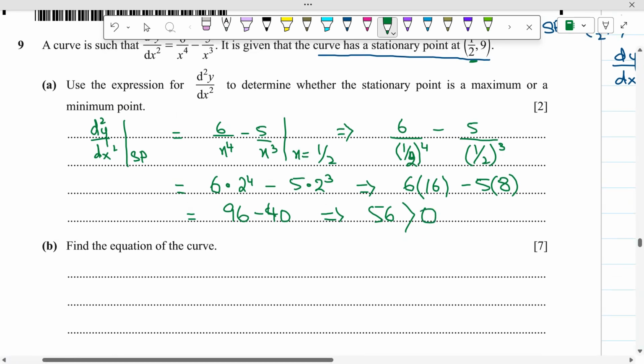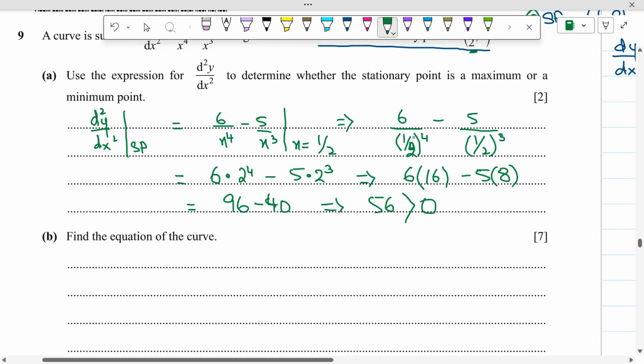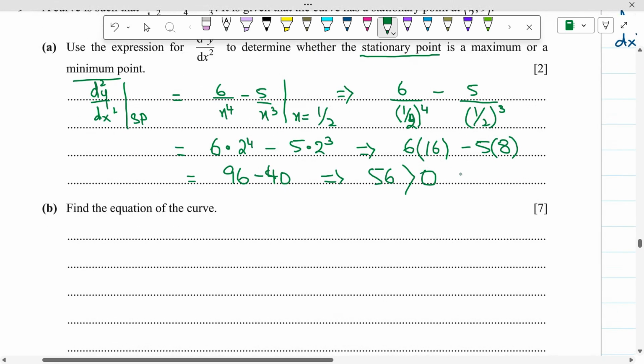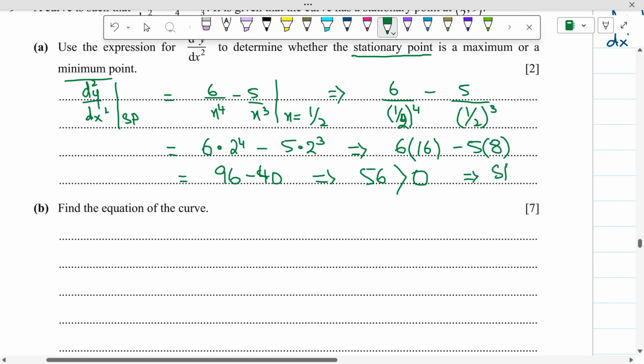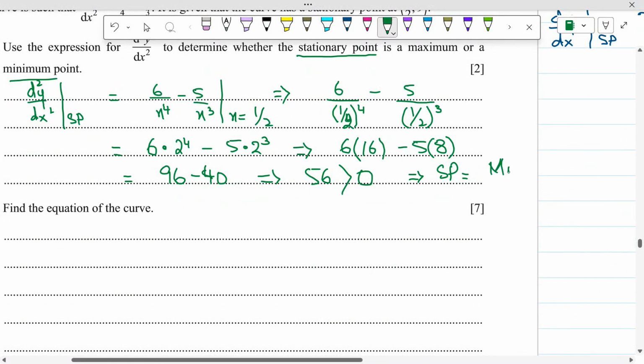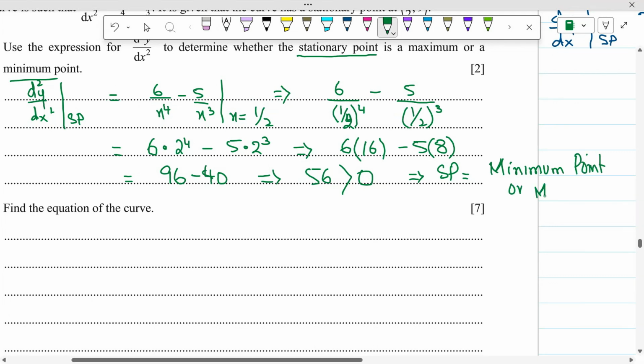By plugging the stationary point into the second derivative, the value is positive, which means the stationary point is a minimum. So we can say that the stationary point is a minimum point, or minima.